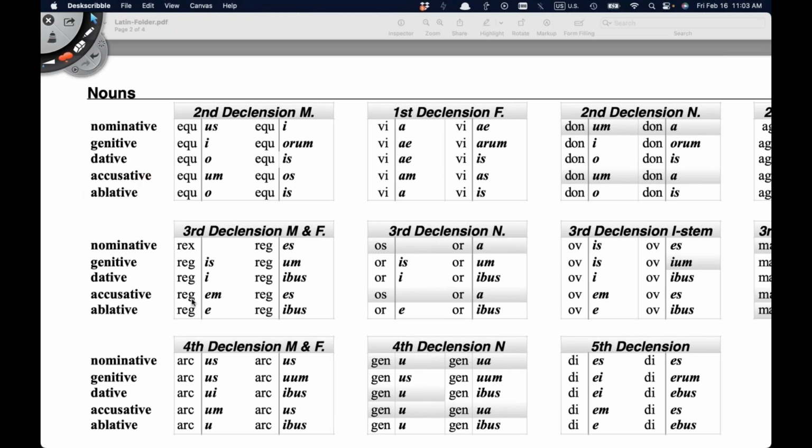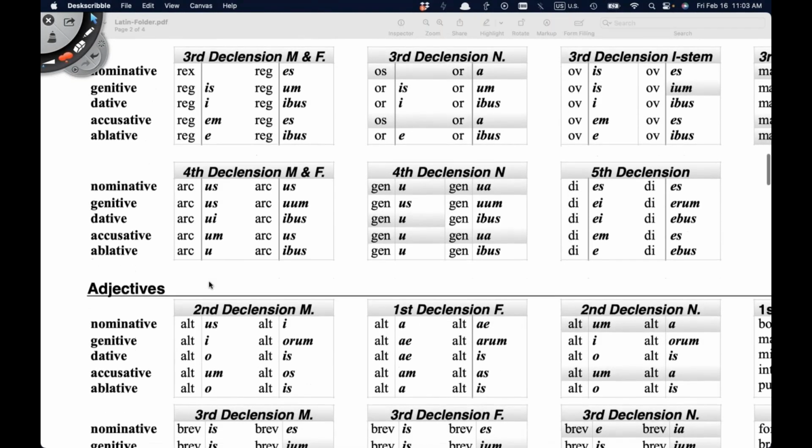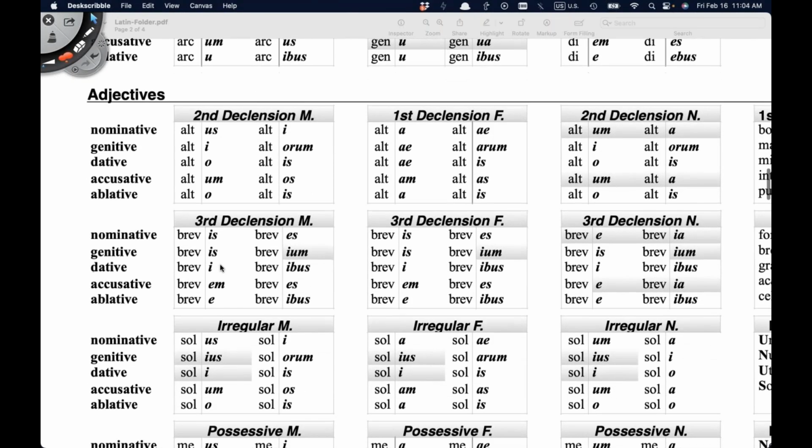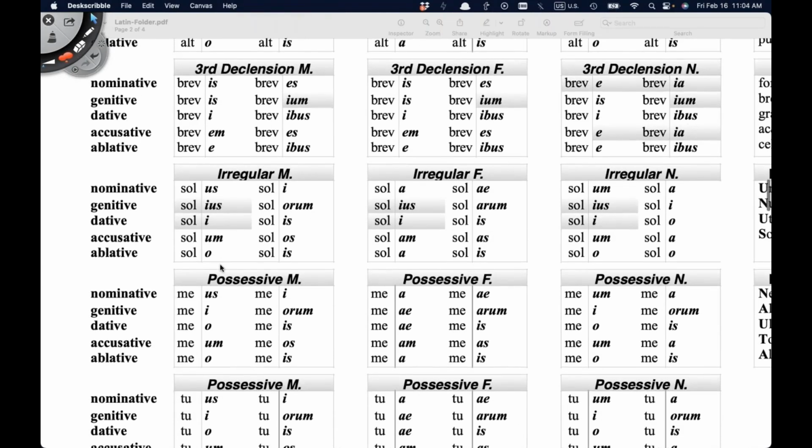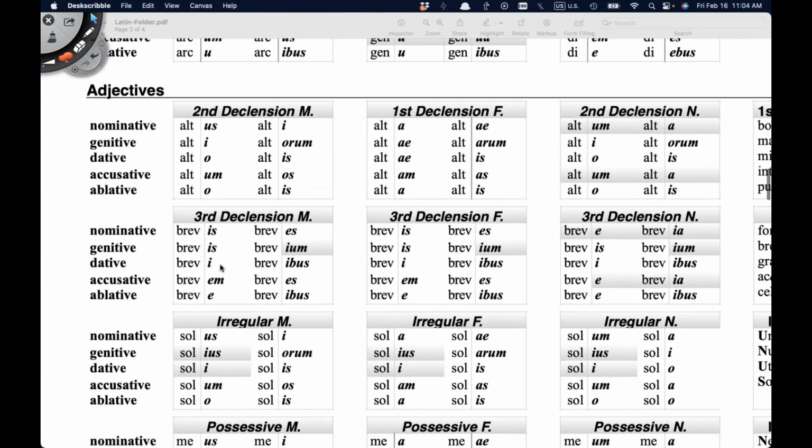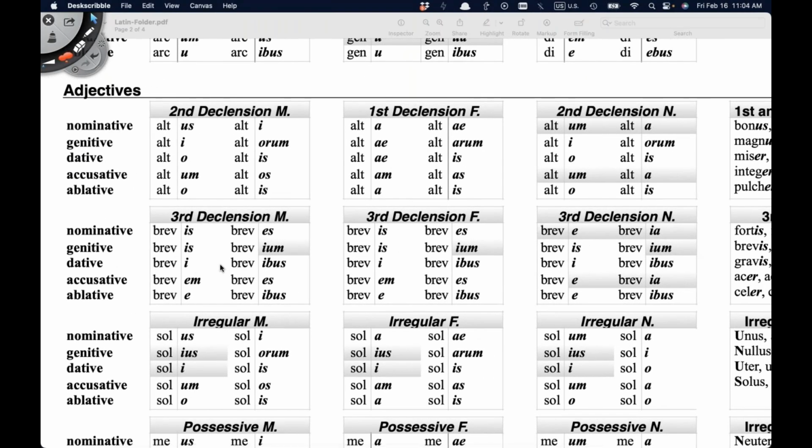And you're going to see this pattern repeated throughout with all the nouns. You'll see it repeated with adjectives. Yeah, so once you learn the concept, it's pretty easy, kind of falls into place.